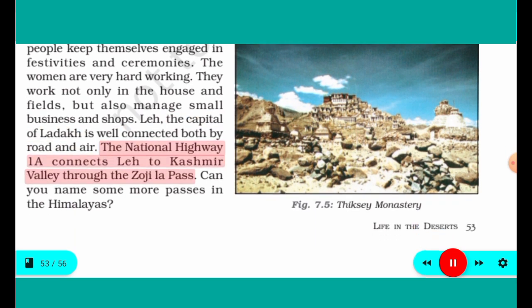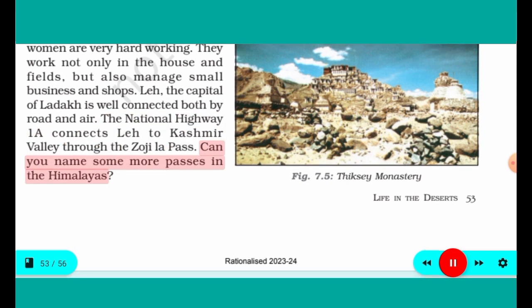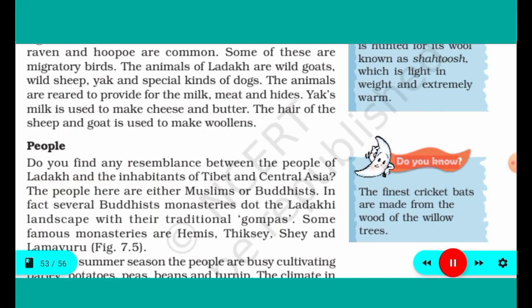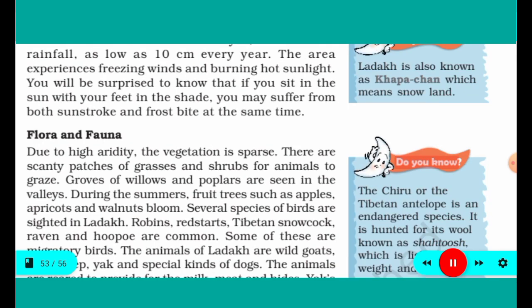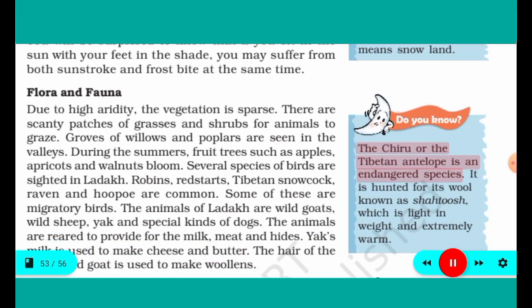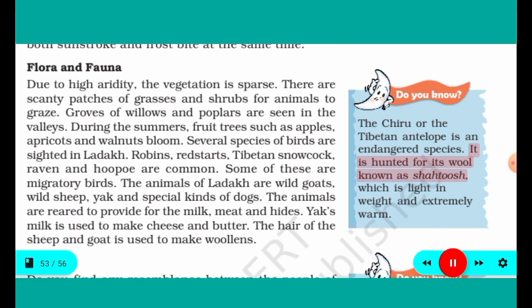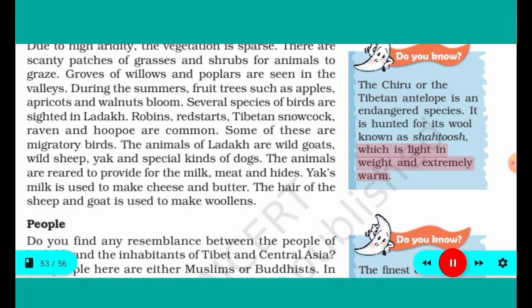Leh, the capital of Ladakh, is well connected both by road and air. The National Highway 1A connects Leh to Kashmir Valley through the Zojila Pass. Can you name some more passes in the Himalayas? Do you know? The finest cricket bats are made from the wood of the willow trees. The chiru or the Tibetan antelope is an endangered species. It is hunted for its wool known as shahtoosh, which is light in weight and extremely warm.